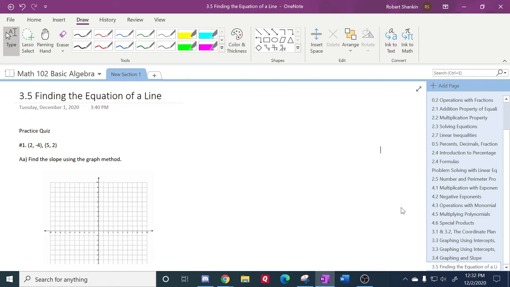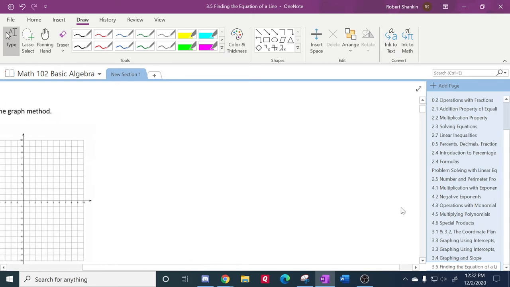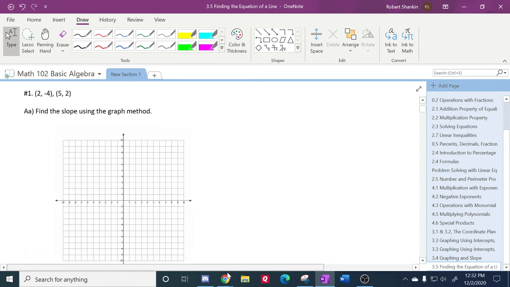Okay, 30 seconds more. Okay, so first point, 2, -4 is here. 5, 2, 5 to the right, 2 up. And then I like to do my run first, but I could do the rise first. I'd get the same answer. How much do I run to go from this point to this point?